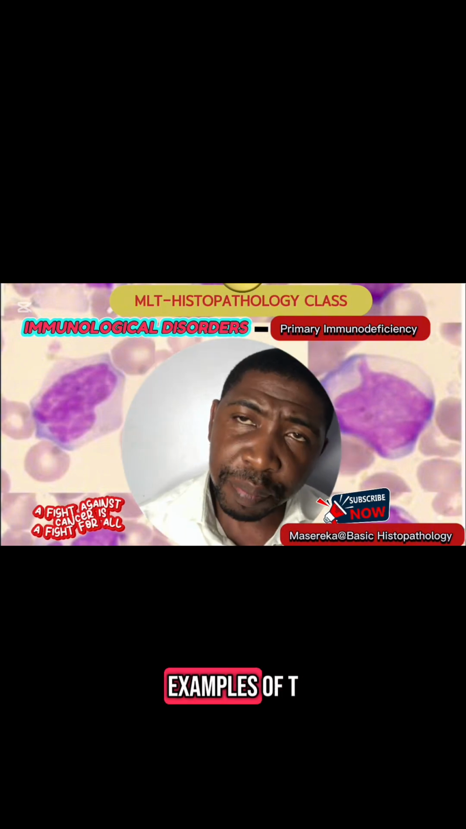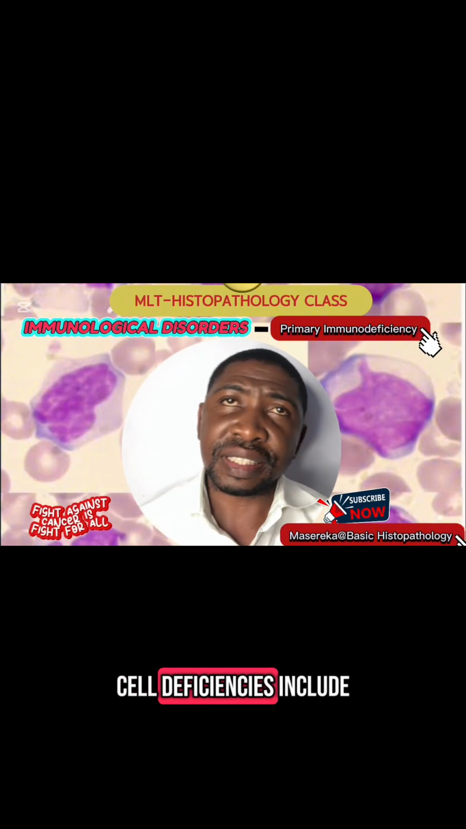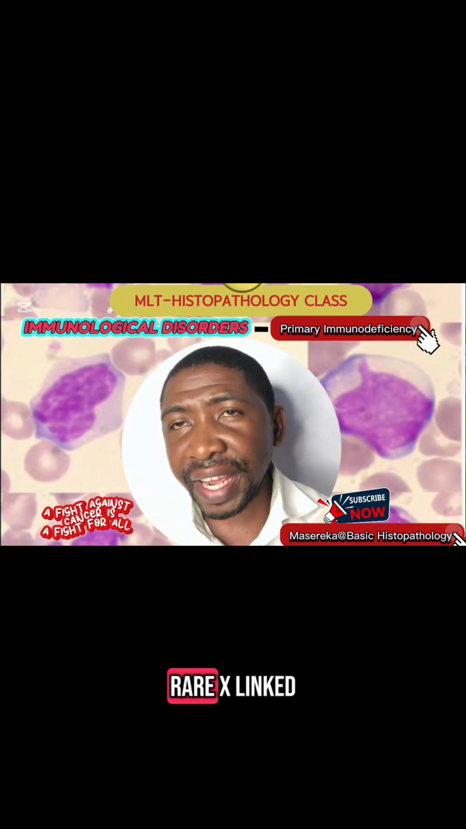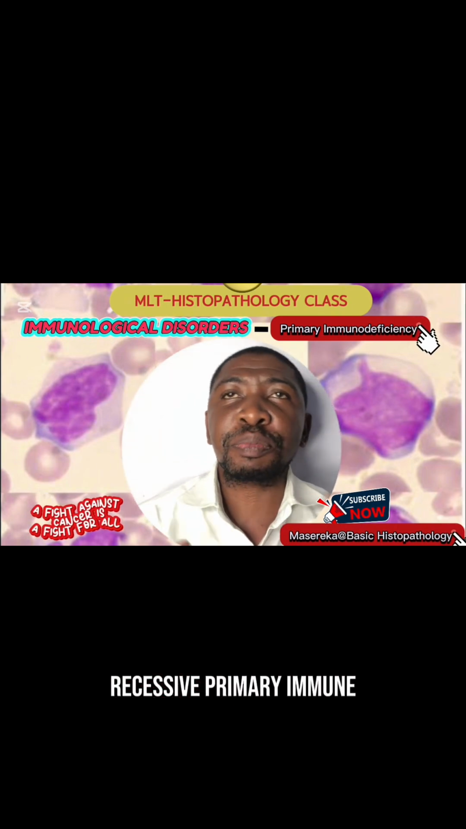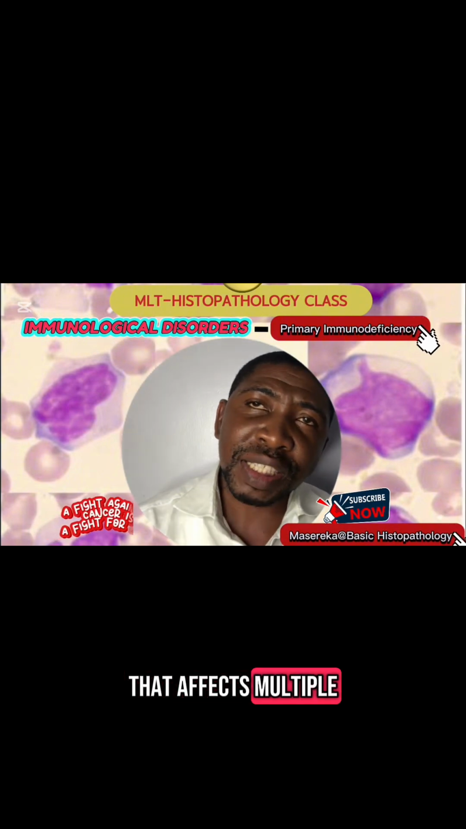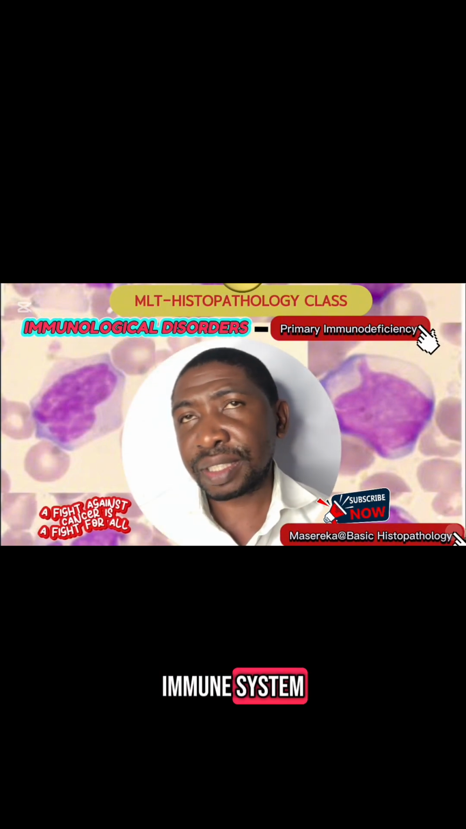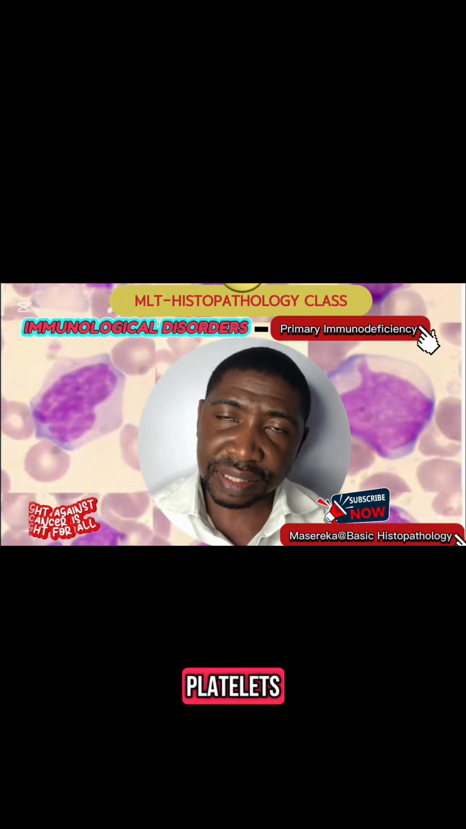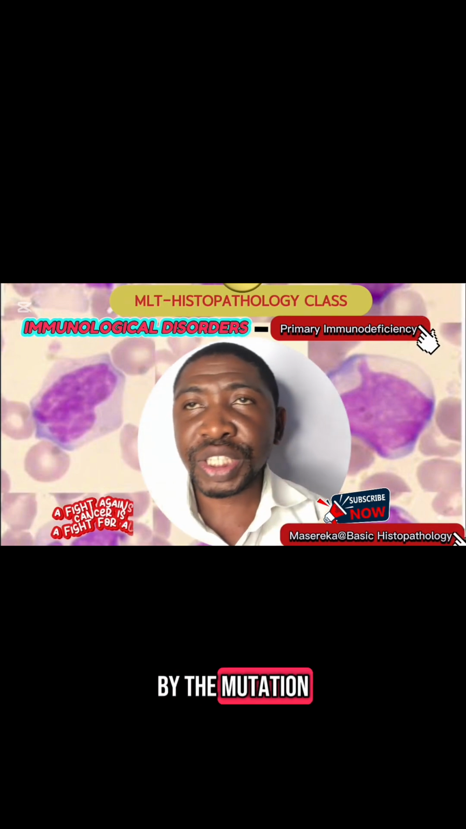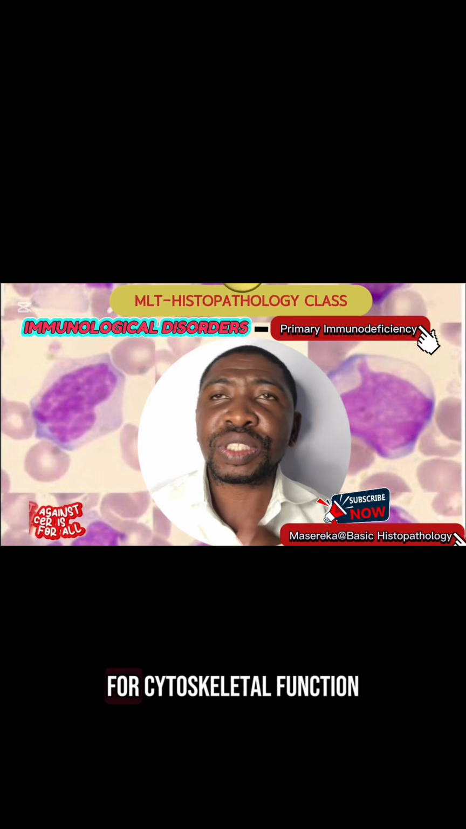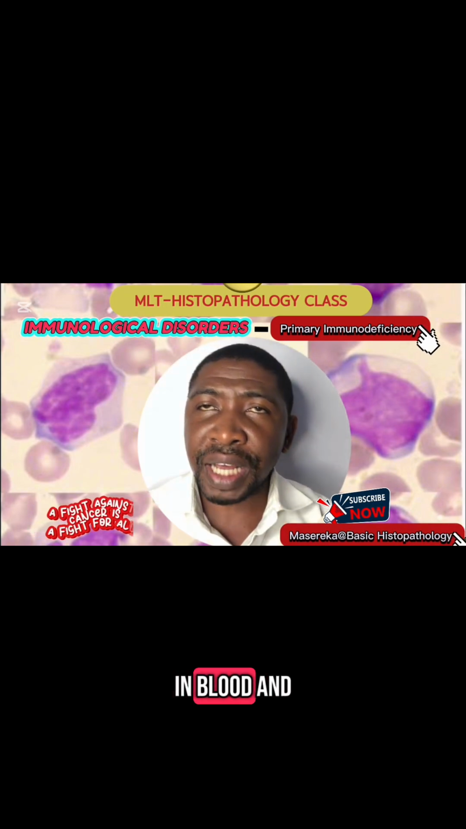Examples of T cell deficiencies include Wiskott-Aldrich syndrome, which is a rare X-linked recessive primary immunodeficiency disorder that affects multiple components of the immune system, which include the T cells, B cells, and platelets. It is caused by a mutation in the Wiskott-Aldrich syndrome gene, which is critical for cytoskeletal function in blood and immune cells.